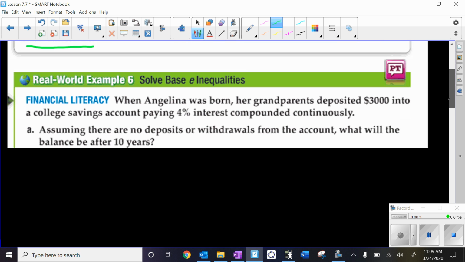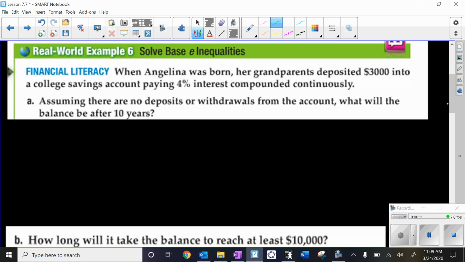So coming down here, there are three parts to this problem. We're going to do all three parts. When Angelina was born, her grandparents deposited $3,000 into a college savings account, paying 4% interest compounded continuously. Assuming there are no deposits or withdrawals from the account, what will the balance be after 10 years? So if they don't deposit any more money, how much will she have after 10 years?